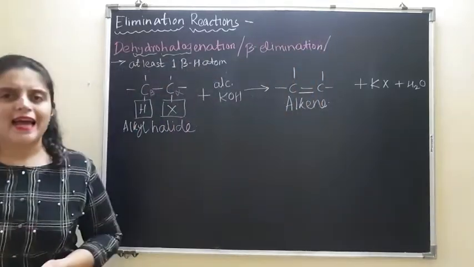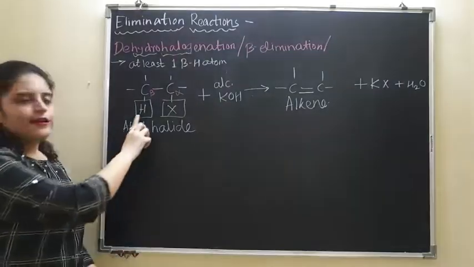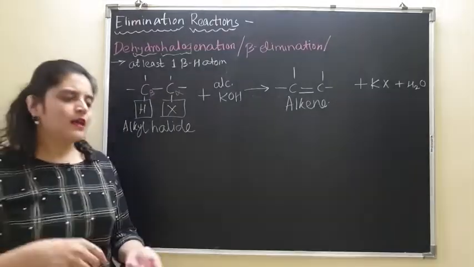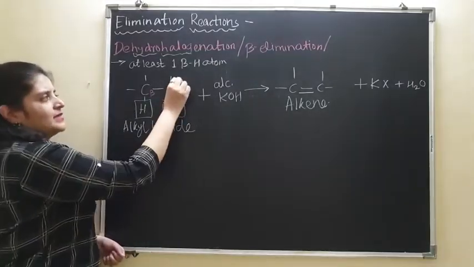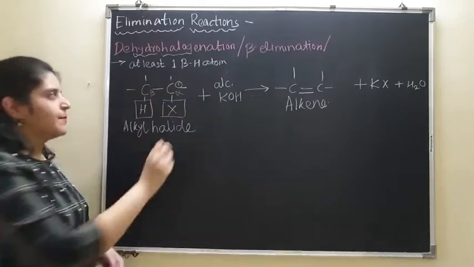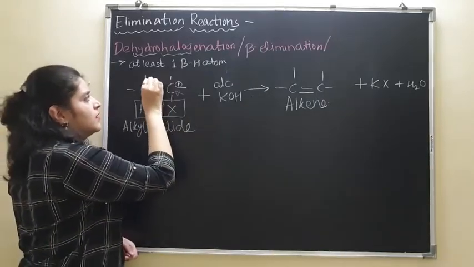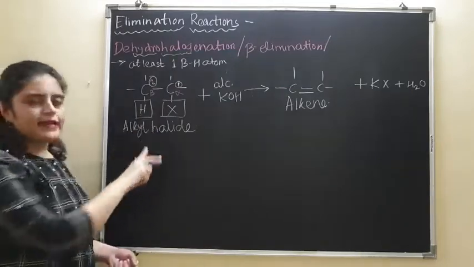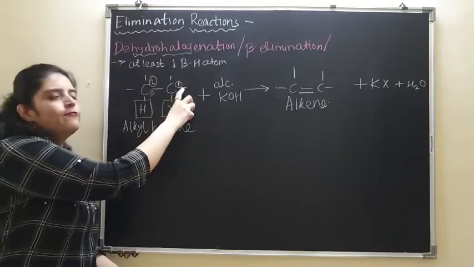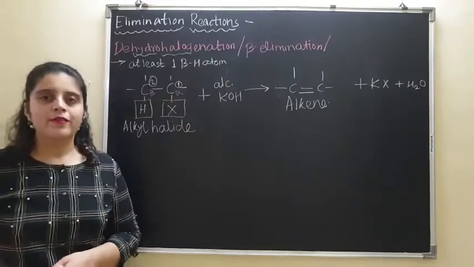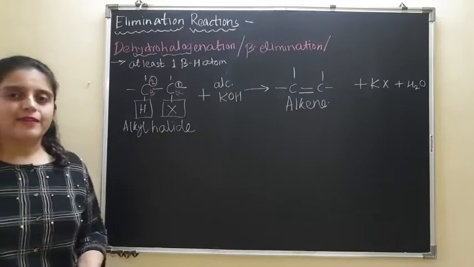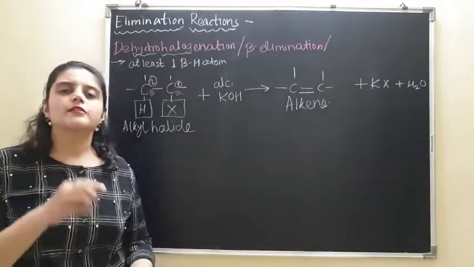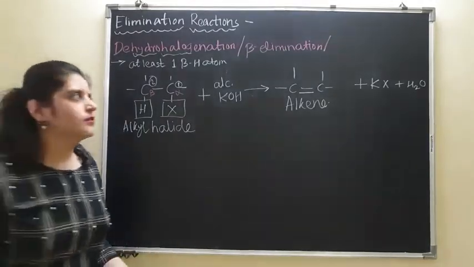Why is it called beta elimination reaction? Because the hydrogen atom from the beta carbon is removed, so it is beta elimination. Now, if we number this carbon atom as the first carbon, then the beta carbon is the second carbon atom. So the atoms or groups of atoms attached to the first carbon and the second carbon are removed. We can say the atoms or groups of atoms from the adjacent carbon atoms are removed. Therefore, this reaction is also called 1,2 elimination reaction.